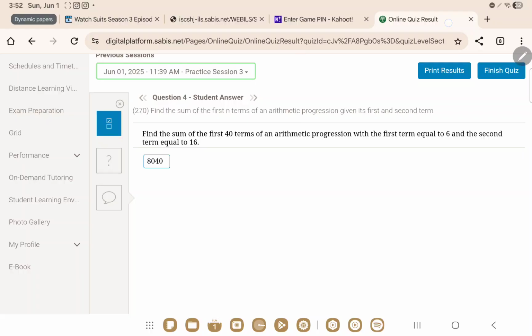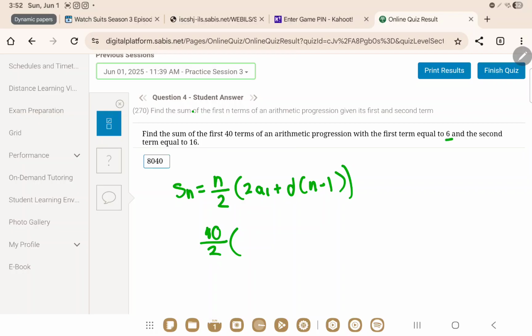Now find the sum of the first 40 numbers. Let me write the formula again for the people who forgot it. n over 2 into 2a1 plus d into n minus 1. Now 40 terms over 2. First term equal to 6, so 2 times 6. Second term equal to 16. Now you're going to say, why do we need the second term? We need the second term to find the difference, because difference equals a2 minus a1.